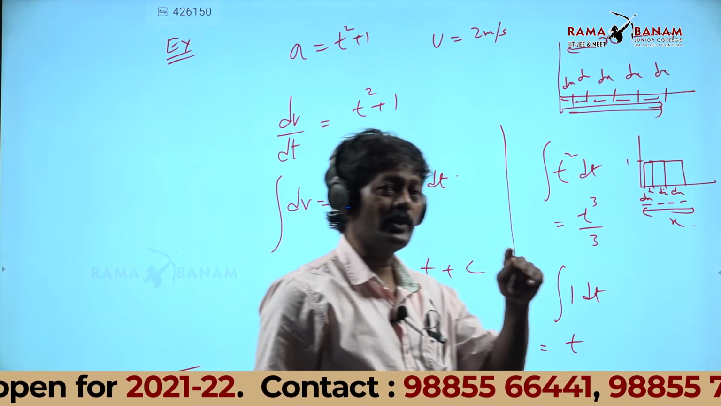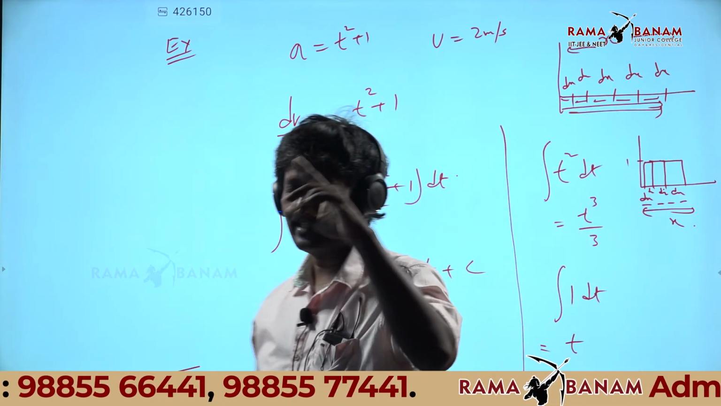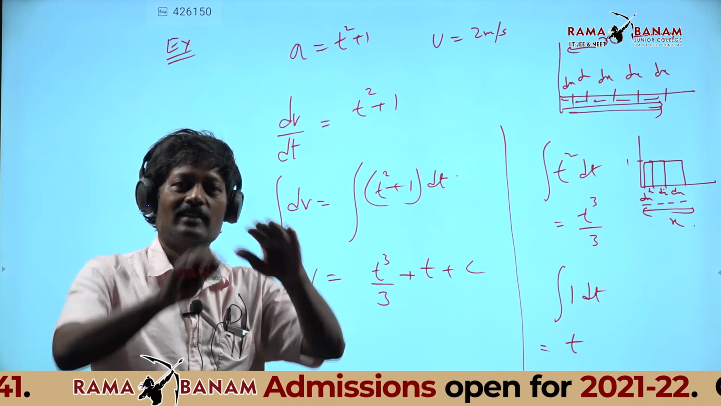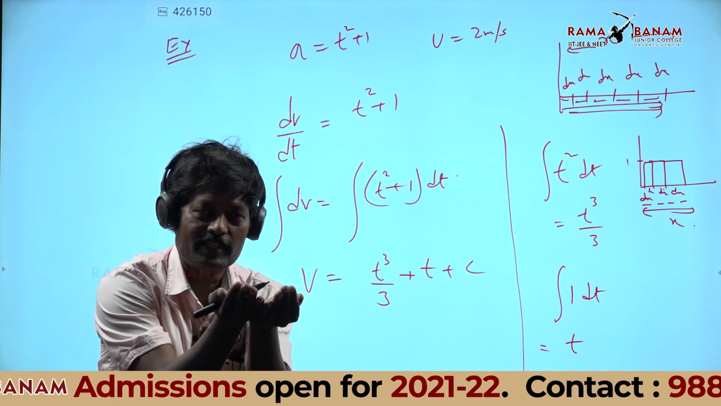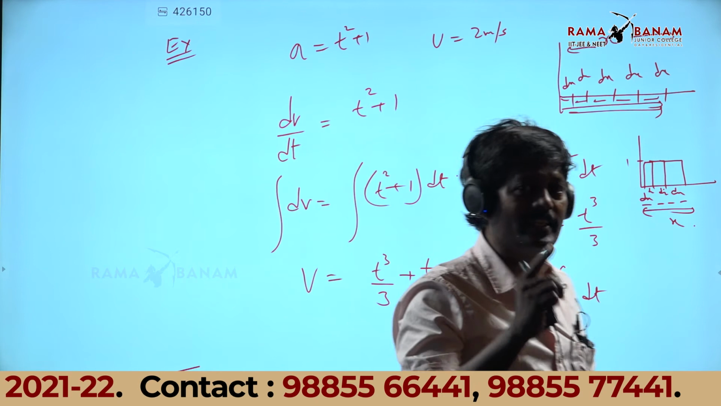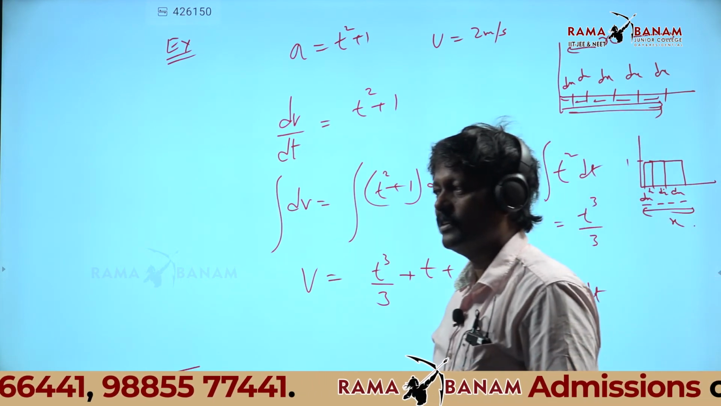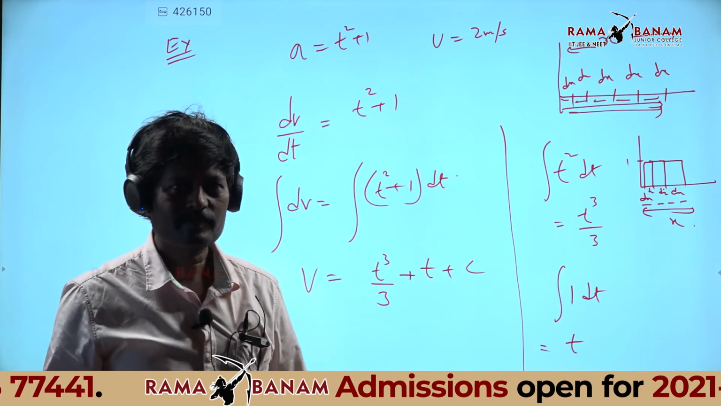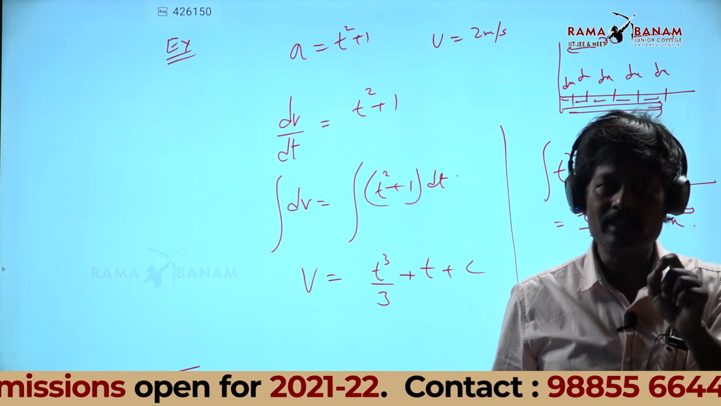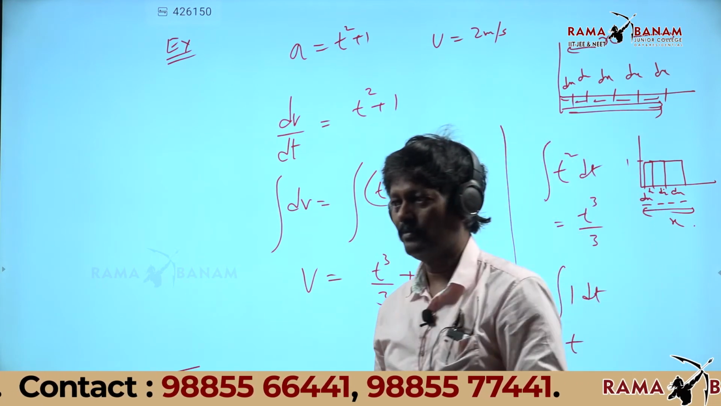Now you understood why I have not put it on both sides. One side C1, other side C2. Bring the C1 that side, C2 minus C1. That C2 minus C1 is one quantity called C. That C is called the integration constant. Now you will think, sir, how to get the value of C? You will get the value of C from the conditions given in the problem.